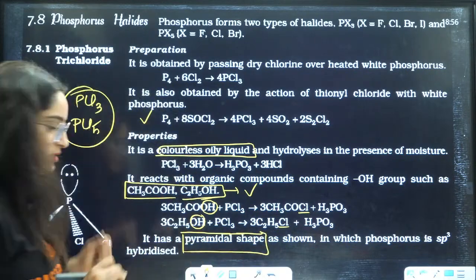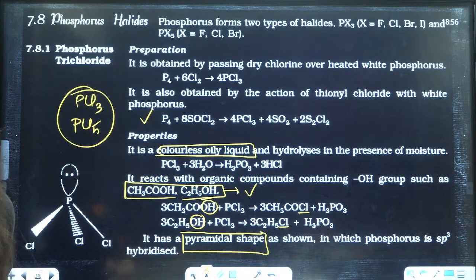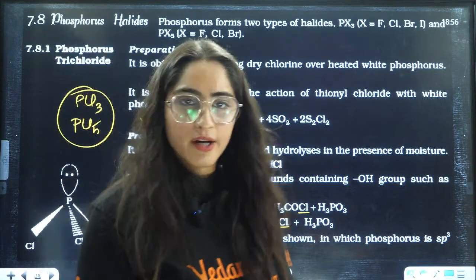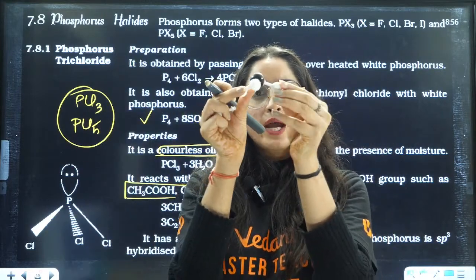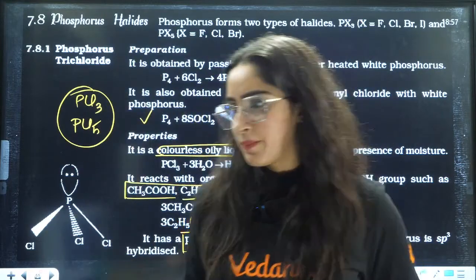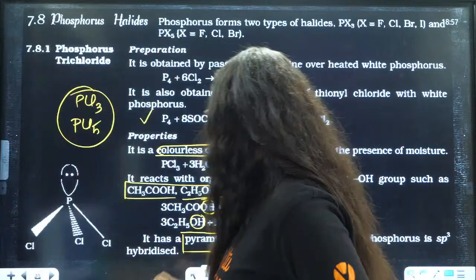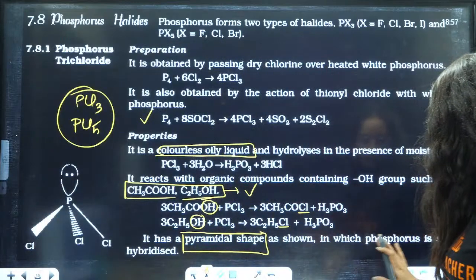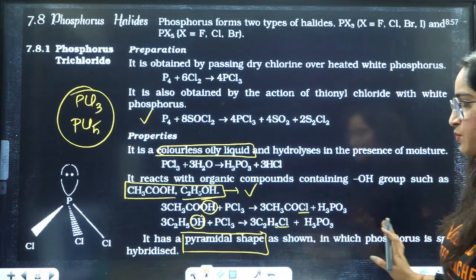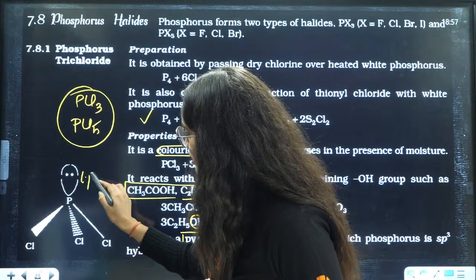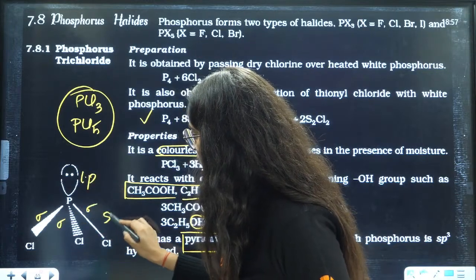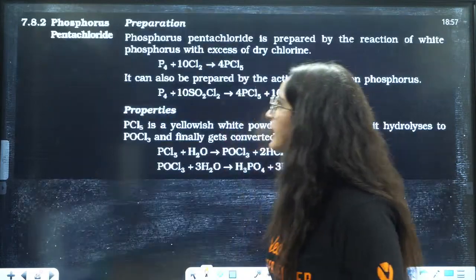Can you tell me what is the reason? Again, the same reason here. It has tetrahedral geometry. It has a lone pair, and the lone pair we don't see. That is why in the end it will have a pyramidal shape, right? So it has a pyramidal shape as shown. Which hybridization does phosphorus have? It is sp3 hybridized, definitely, because it has one lone pair and 3 sigma bonds. So it is sp3 hybridized, right?